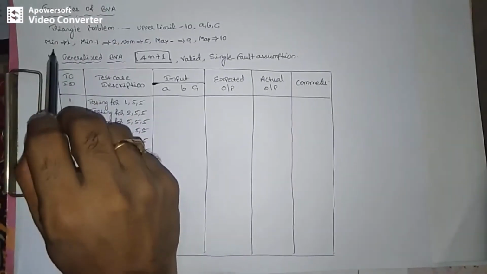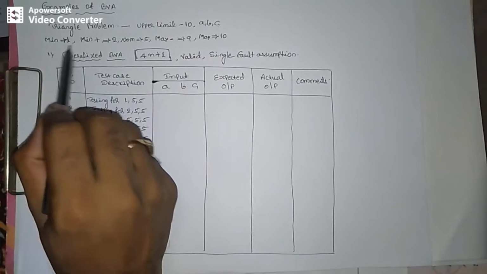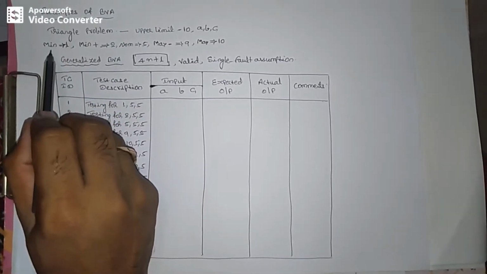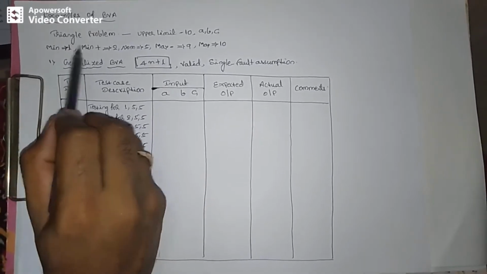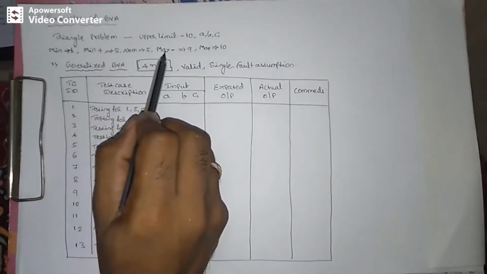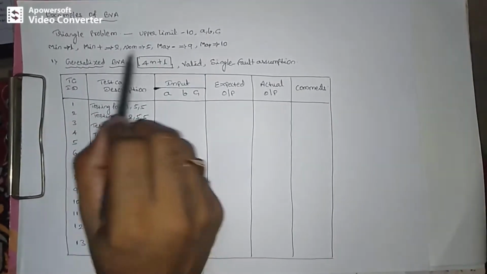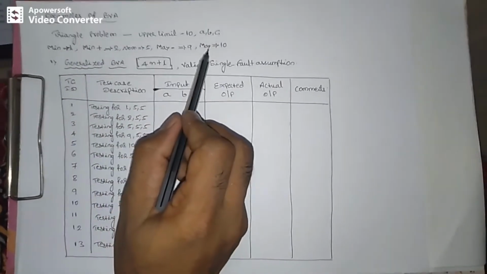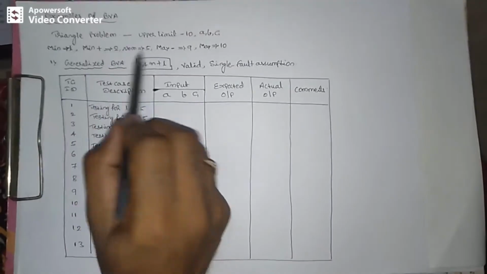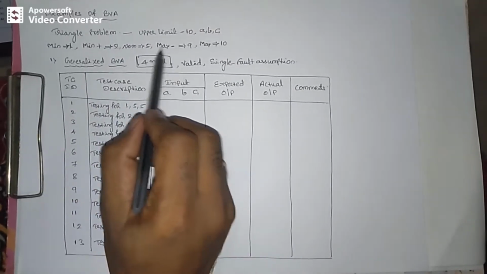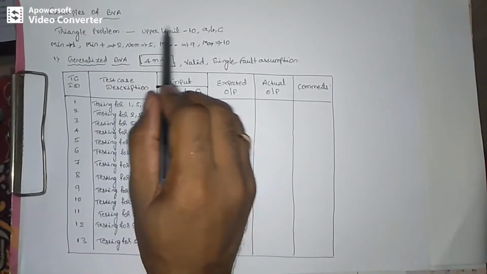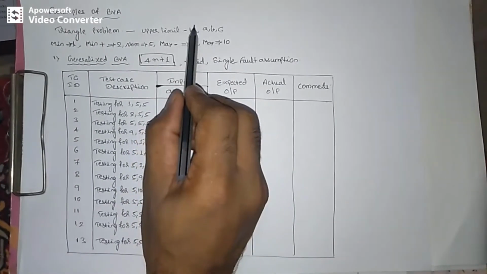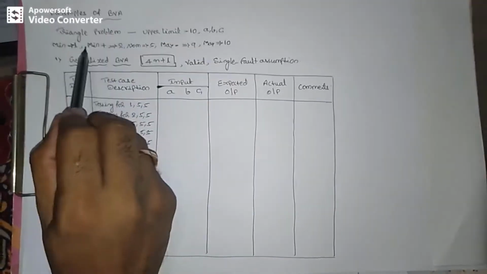Now we will start with the boundary values. Already we know from the previous video which are the boundary value variables. One is minimum, minimum plus, nominal, max minus, max. These we can call boundary value variables, but these variables are valid inputs. Valid input variables. Now, the upper limit has been given in the problem. So based on this upper limit, we can specify the values of these boundary value variables.